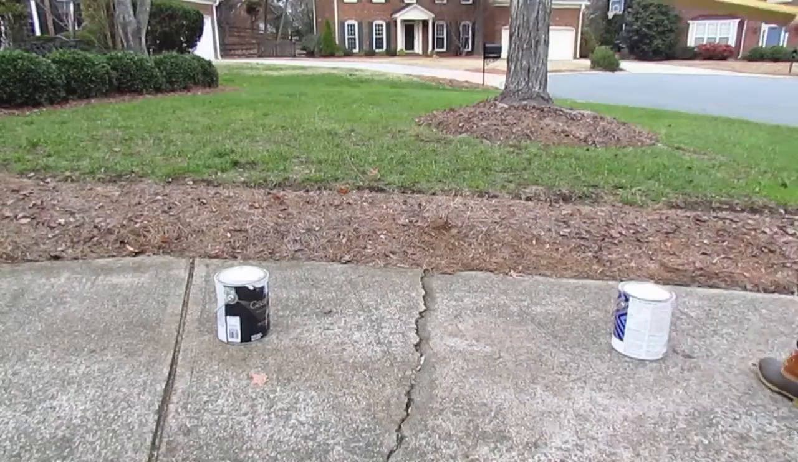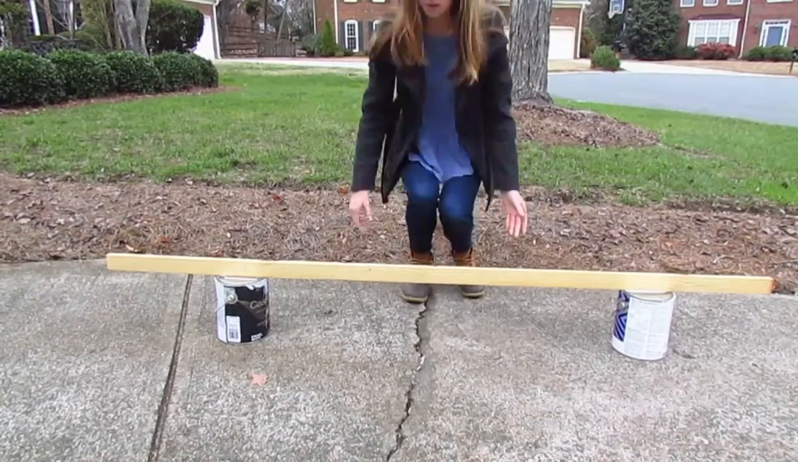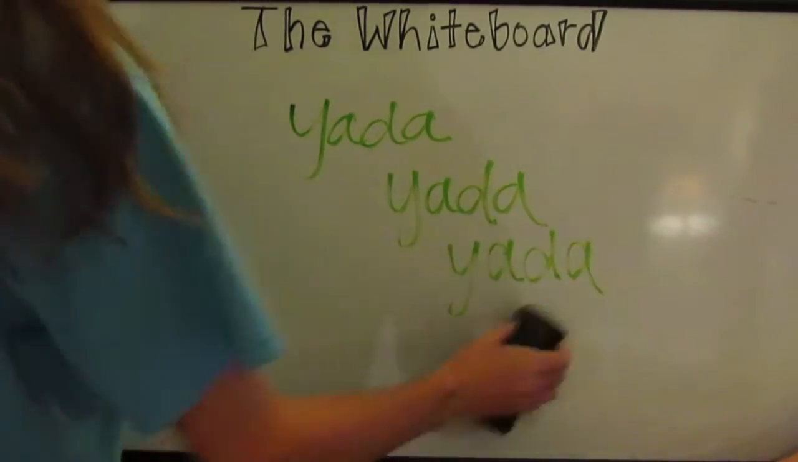Let's see this in action. This is a plank beam. As you can see, it deforms very easily. This is a joint beam. It does not deform very easily. So yada yada yada. Why is this important?